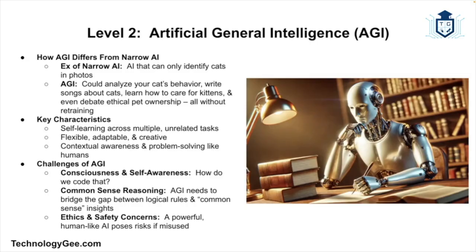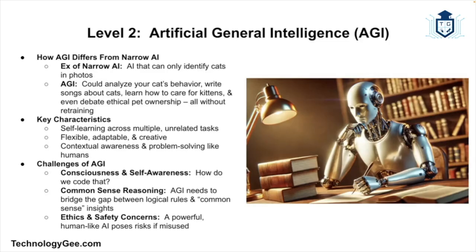Now imagine you have an AGI system. You could ask it to analyze your cat's behavior. It can write a song about cats. It can learn how to take care of a kitten from scratch. And it can debate the ethics of pet ownership. AI essentially would not need to be trained separately for each task. It would just learn and adapt just like we do.